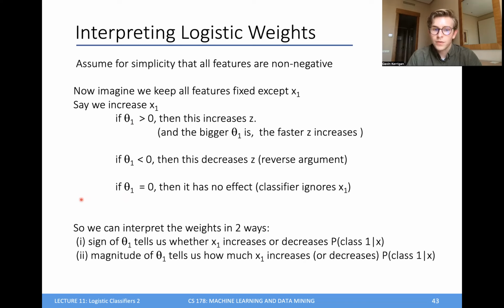So really, we can interpret the weights in our model in two complementary ways. The sign of our weight, either positive or negative, tells us how increasing x1 changes the predicted probability. And then we can also look at the magnitude of this corresponding weight, and this tells us how much changing this feature affects the corresponding prediction. So the sign tells you the direction of the effect, and the magnitude tells you the strength of the effect.